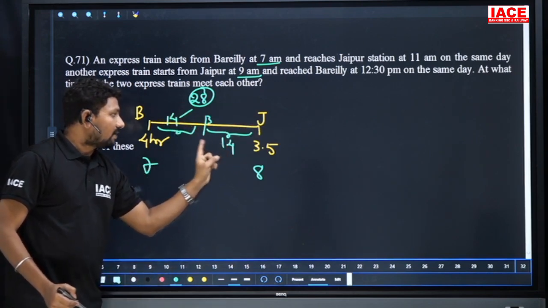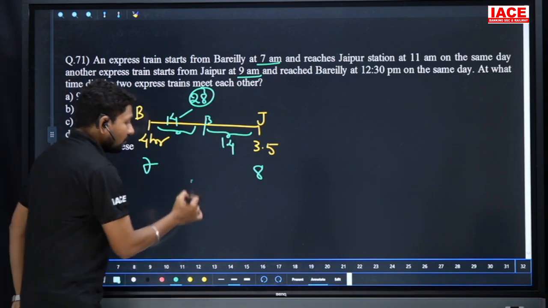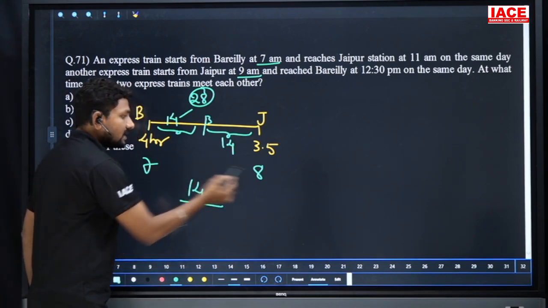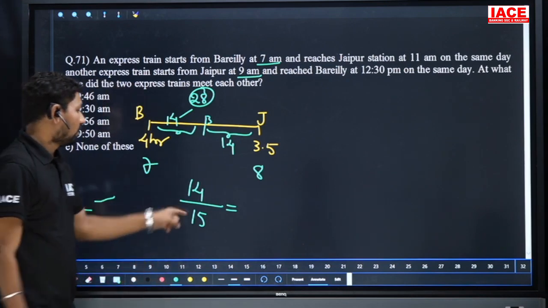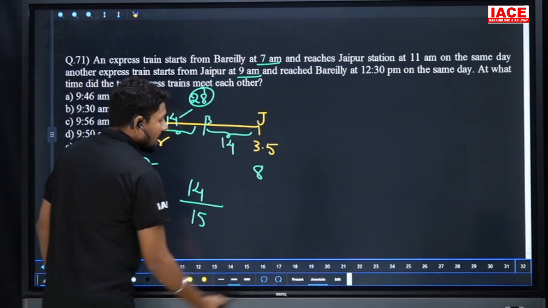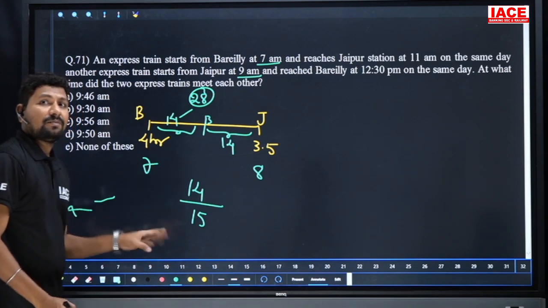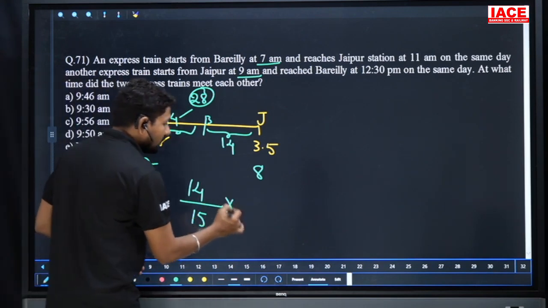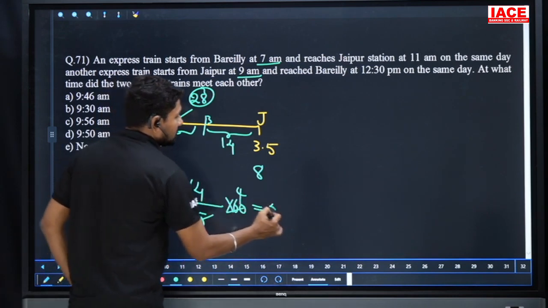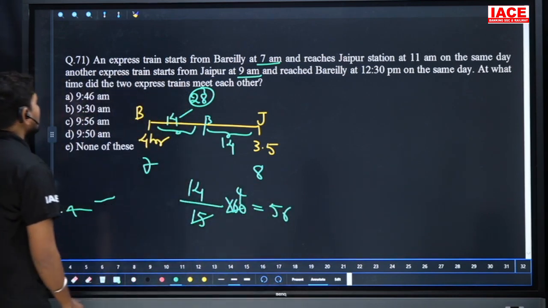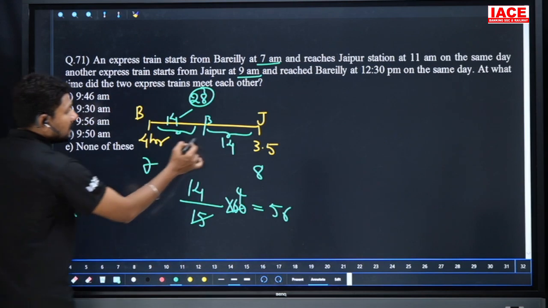In between a distance of 14 kilometers, the speeds are 7 plus 8, which is 15. Both are in opposite directions, so the speeds are added. 14 by 15 is the time in hours, but we need the answer in minutes, so we multiply with 60. 14 by 15 times 60 is 56 minutes.